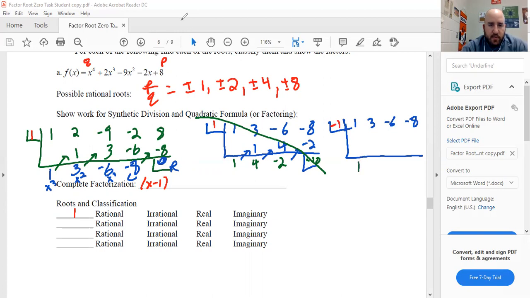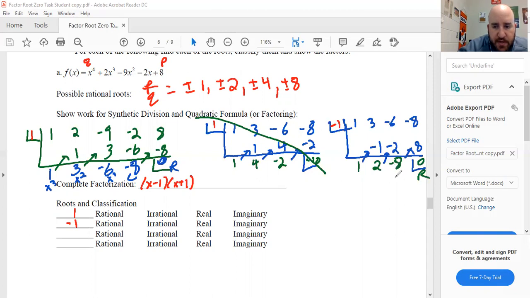1 drops down. Green 1 times red negative 1 is negative 1. 3 minus 1 is 2. Green 2 times red negative 1 is negative 2. Negative 6 and negative 2 is negative 8. Green negative 8 times red negative 1 is positive 8. And negative 8 and positive 8 is 0. All right, so this time I did get a remainder of 0. So what this means now is negative 1 is my second root. So x plus 1 is my factor. Again, opposite sign.